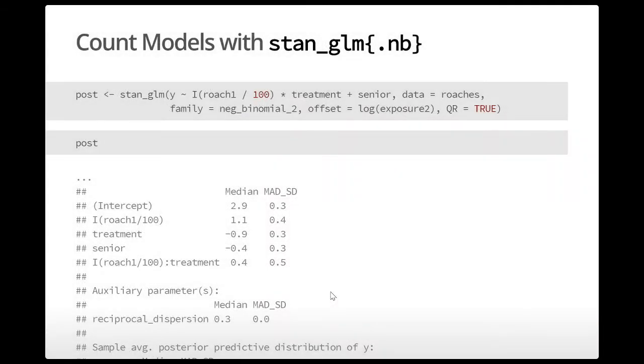I had two small questions. When you say offset equals log of exposure 2, what is exposure 2? Exposure 2 is a variable in the roaches data set that pertains to the number of days that the experiment went on, or something like that. Okay, all right. So you think the longer it goes, the more roaches you would trap.